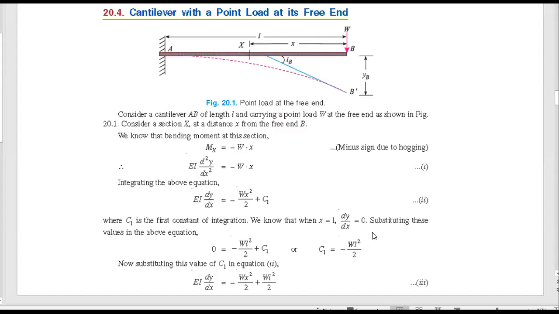So in yesterday's class, we were discussing the cantilever beam with a point load at a distance.